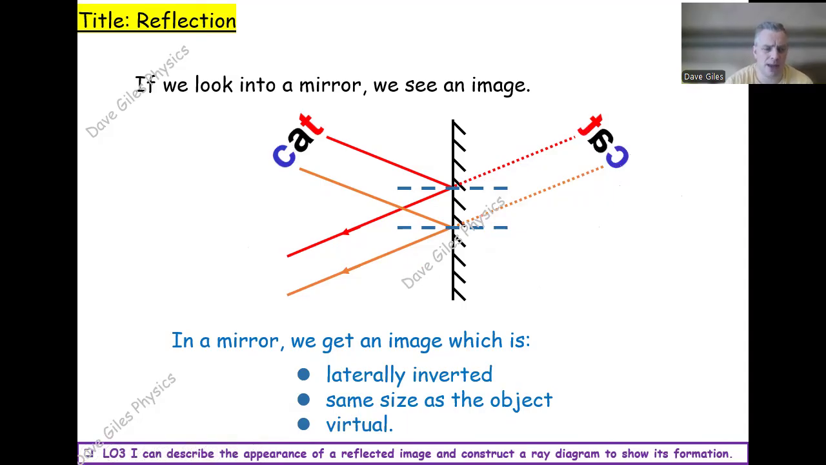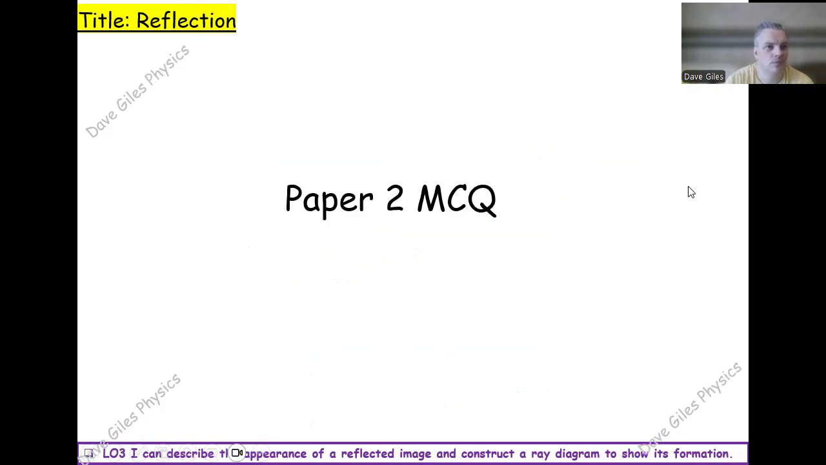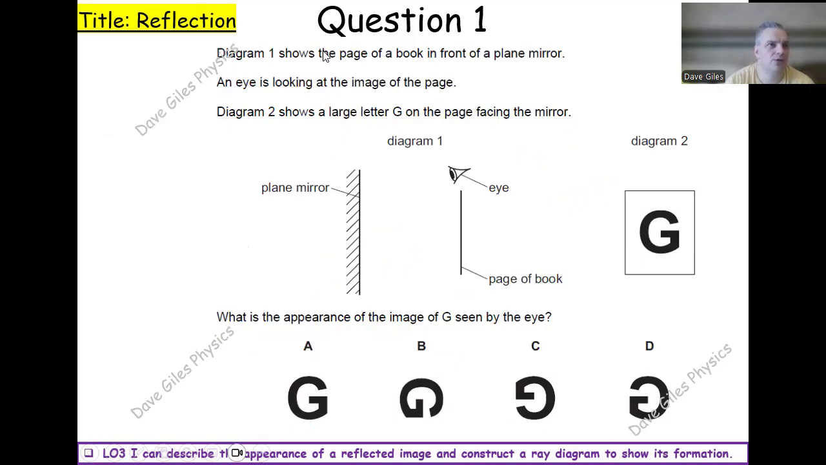So let's have a quick look at some paper 2 questions on that. So a diagram shows a page of a book in front of a plane mirror, and I is looking at the image of the page. Diagram 2 shows a large letter G on the page facing the mirror. What is the appearance of the image G seen by the eye? So looking at the reflected image, you have to laterally invert it, and that will give us this image here, D.